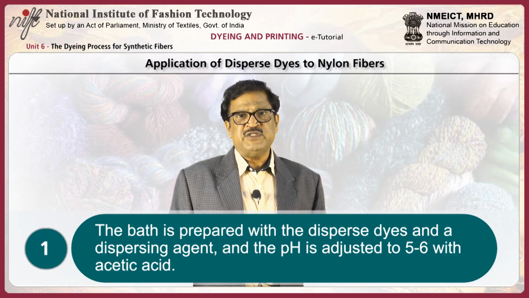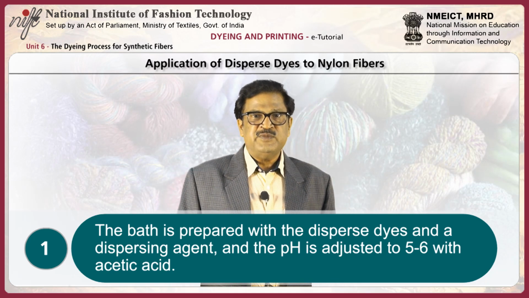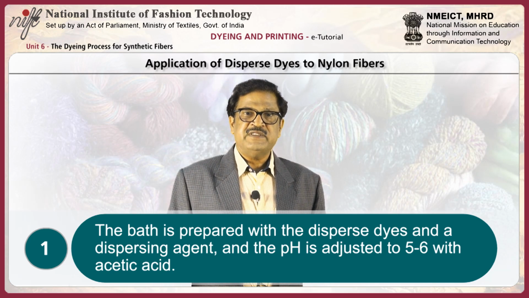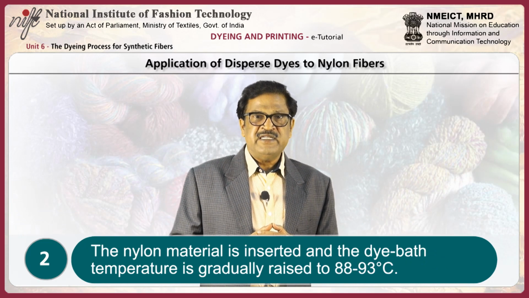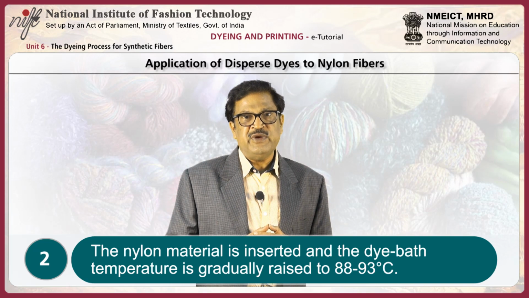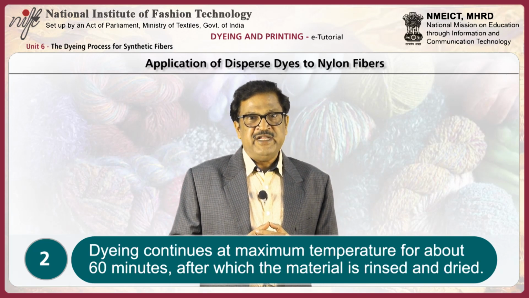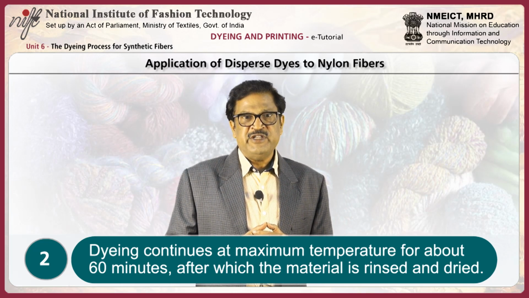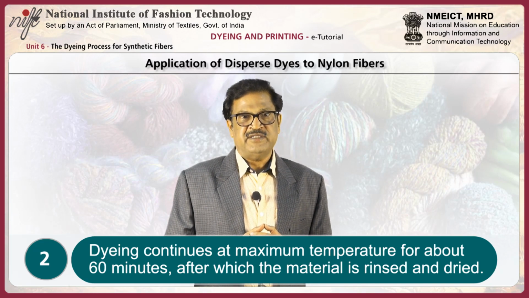In a typical dyeing procedure, the bath is prepared with dispersed dyes and dispersing agent, and the pH is adjusted to 5 to 6 with acetic acid. The nylon material is inserted and the dye bath temperature is gradually raised to 88 to 93 degrees centigrade. Dyeing continues at maximum temperature for about 60 minutes, after which the material is rinsed and dried.